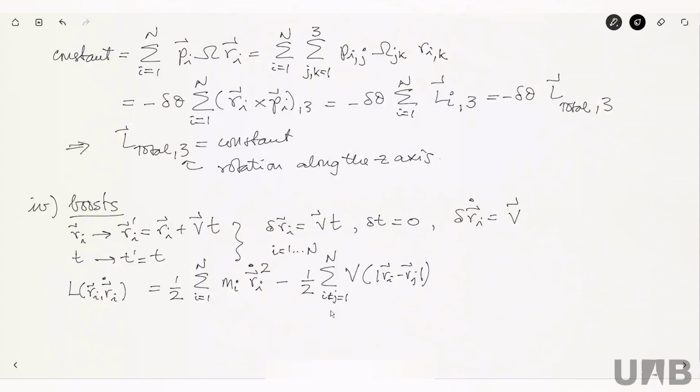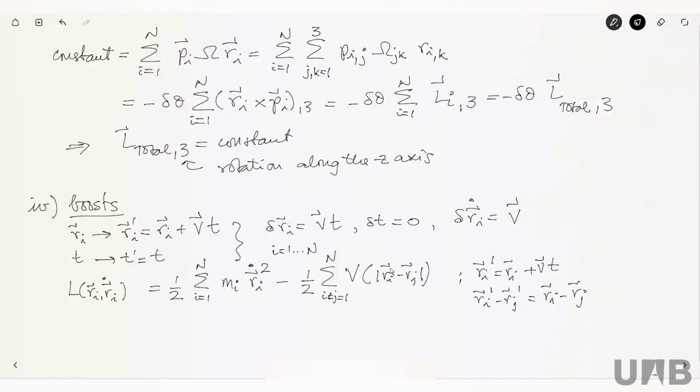Now, if I make this change of variables, if I make r_i prime equal to r_i plus Vt, it's obvious that r_i prime minus r_j prime is the same as r_i minus r_j without prime, because the distance between two particles is the same. I'm shifting both of them by the same amount. So therefore, this doesn't change. The potential does not change. It's the same. Okay? Let us see what happens to the kinetic energy.